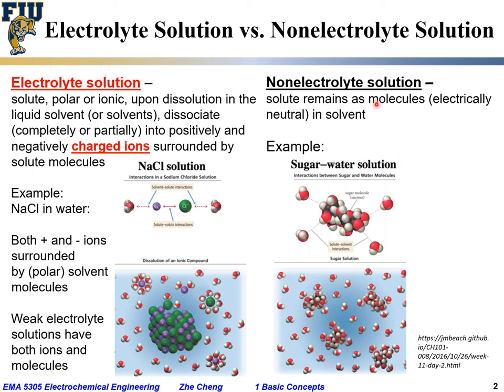Such a solution we would call a non-electrolyte solution, because we do not have positively or negatively charged ions. So, electrolyte solution versus non-electrolyte solution. In an electrolyte solution, we have positively or negatively charged ions surrounded by water molecules or other solvent molecules. But for a non-electrolyte solution, we have neutral molecules surrounded by solvent, in this case water molecules. In this course, our primary focus will be electrolyte solutions with positively and negatively charged ions.